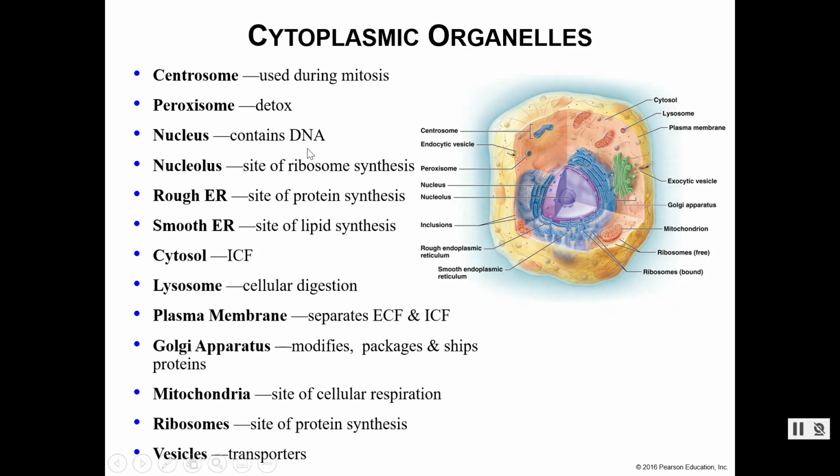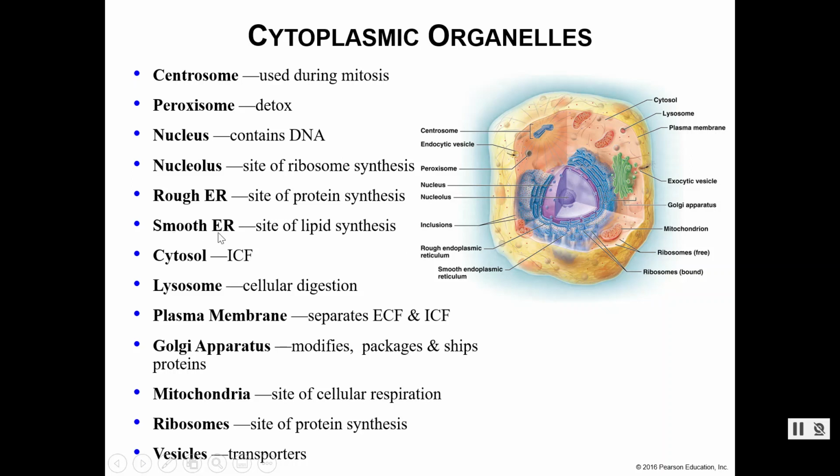Peroxisomes are used for detoxification of potentially toxic substances in our bodies that we want to get rid of. We just mentioned your nucleus contains your DNA. We also just mentioned that your nucleolus is where ribosomes are created. Your rough endoplasmic reticulum, your rough ER, is where protein synthesis actually happens. The rough part of this rough ER is coming from the ribosomes themselves. In this image, those little red tiny dots are the ribosomes themselves.